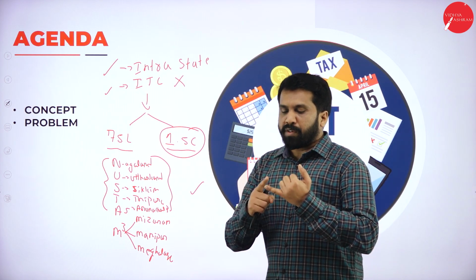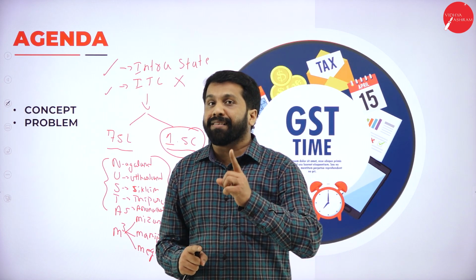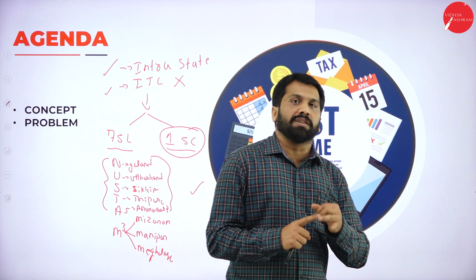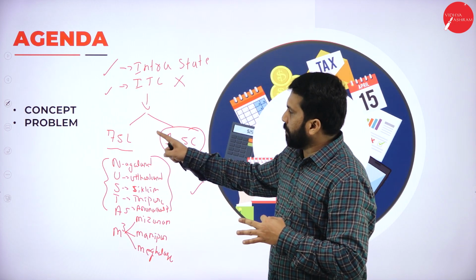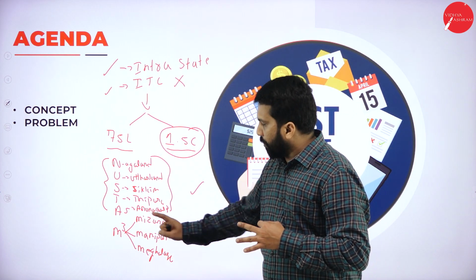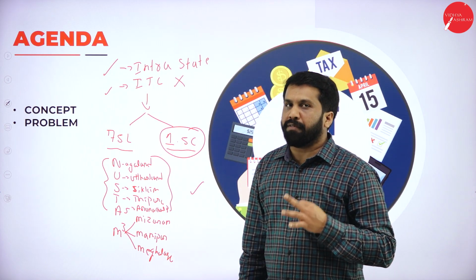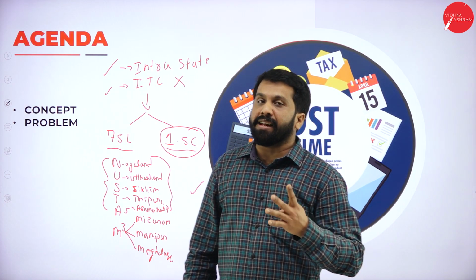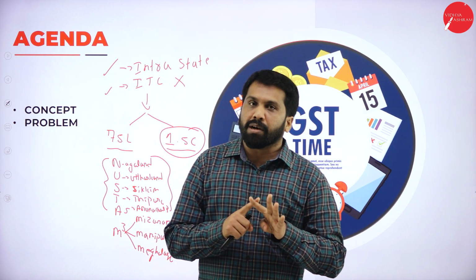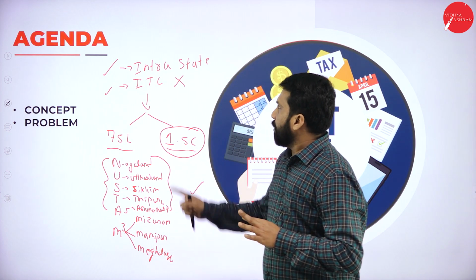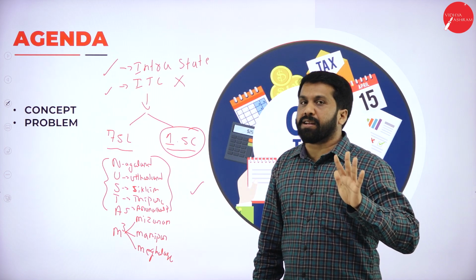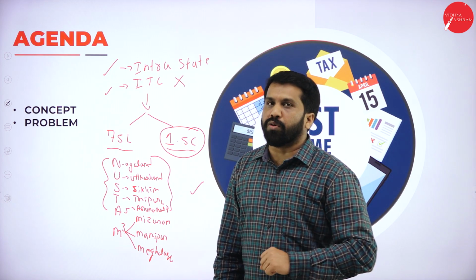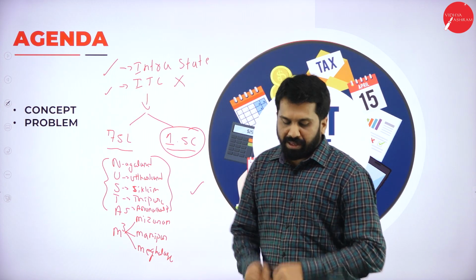Now, remember, the composition scheme is one rated tax. First one. Second one, he must be registered. Third one, his turnover must be less than 75 lakh in the following places, and less than 1.5 crores in cases other than these. Then no ITC credit is available for the composition scheme. Then only intra-state will attract the composition scheme. Any sales happening from one state to another state will not go for the composition scheme. Hope you are clear?